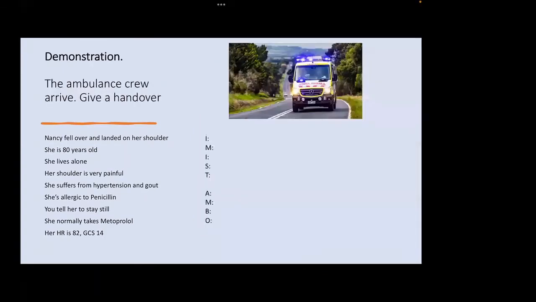On the next slide, I've got that information still there, so you can use that. And what we might do now, with a paper and pen, is jot down that information in the IMIST-AMBO format. Then we'll go through it together. I'll give you a few moments to do that. Just let me know when you're done.